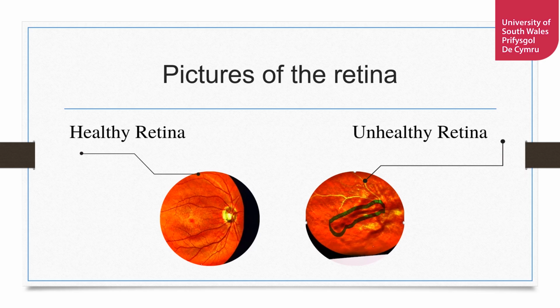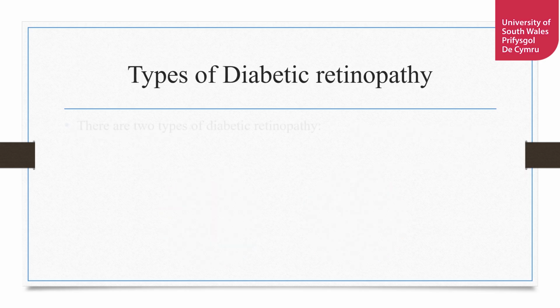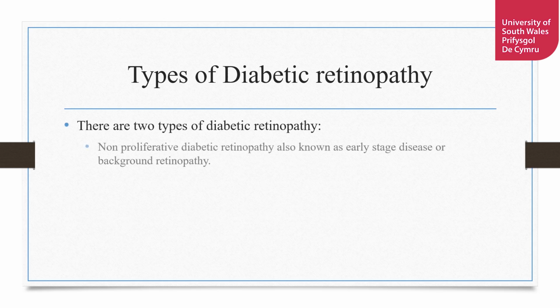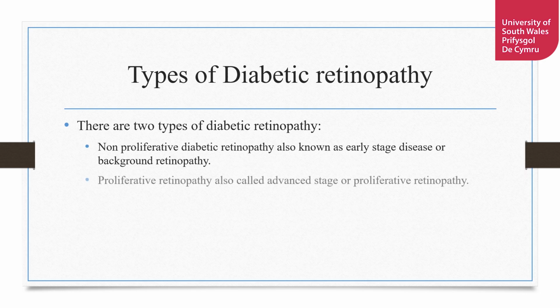On the right panel, we see an abnormal retina. The blood vessels are fewer and barely visible. There is an area of bleeding circled in black. There are two types of diabetic retinopathy: non-proliferative diabetic retinopathy, also known as early stage disease or background retinopathy. Then we have proliferative retinopathy, also called advanced stage retinopathy.